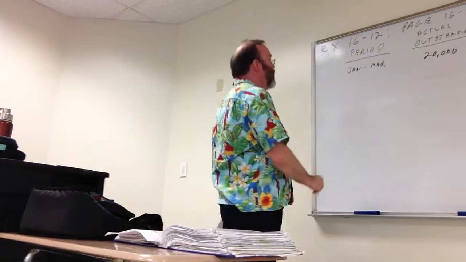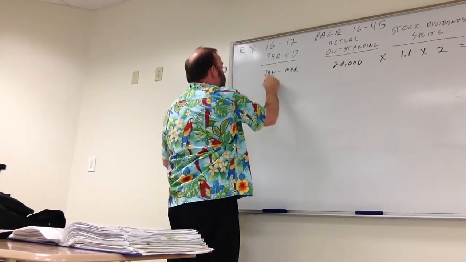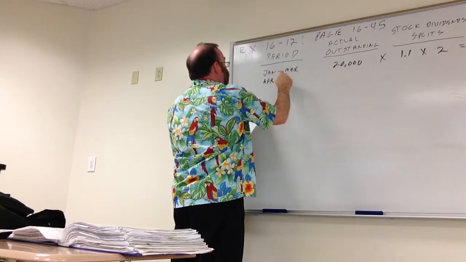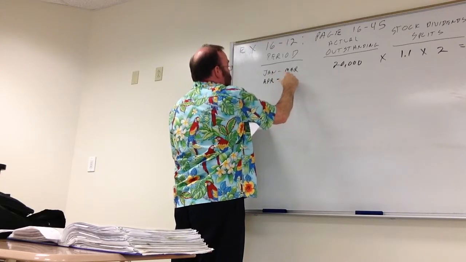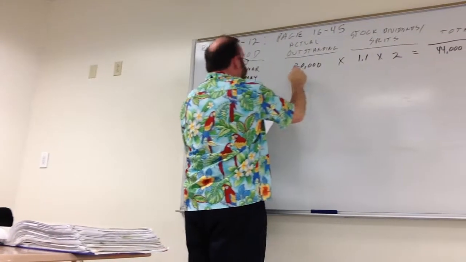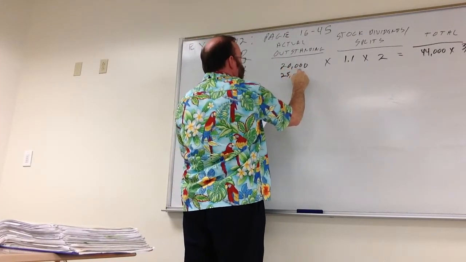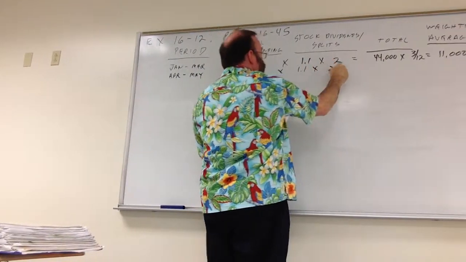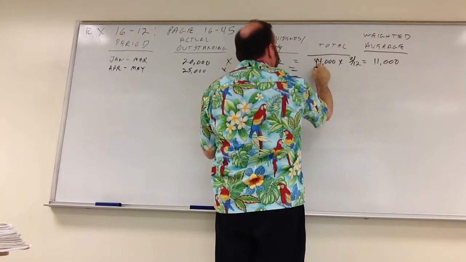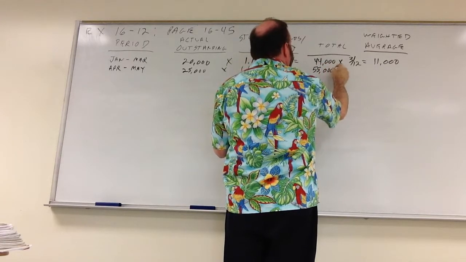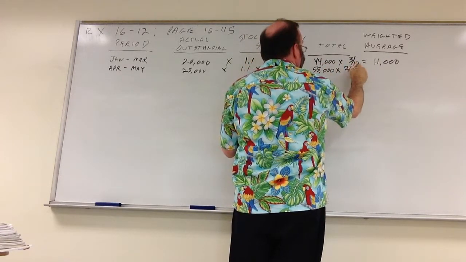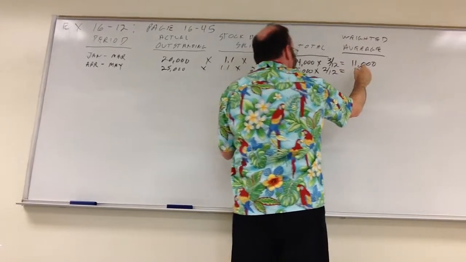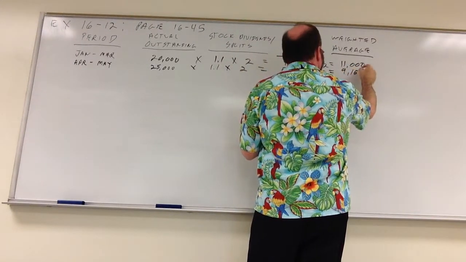Then the next transaction is on April the 2nd, they issued those 5,000 shares. So in April and May, we now have 25,000 shares. Still have to multiply it by the 1.1 and the 2. So now we have a total of 55,000 for 2/12, or 9,167.